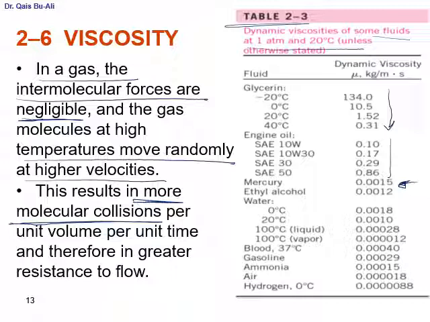Water, as you can see, as I increase the temperature, the viscosity decreases from here going on. And then what else? Blood, gasoline, ammonia, air, and so on. So this is a summary of different viscosities of different fluids.